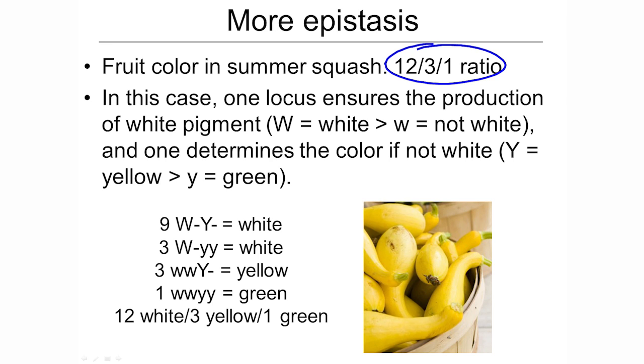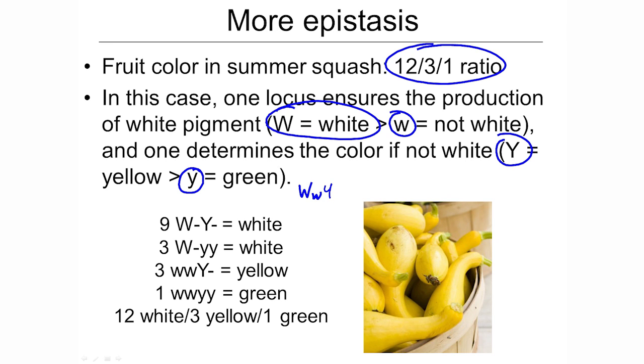One locus, which we're going to call W: if there's a big W there, it doesn't matter what else is going on. White pigment's getting made, and that's it. If it's little w, it means not white, and whatever the other locus says to make is going to get done. So if the color's not going to be white, at the Y locus, big Y is dominant, which is yellow, to little y, which is green. So there are 3 possible colors: white, green, and yellow.